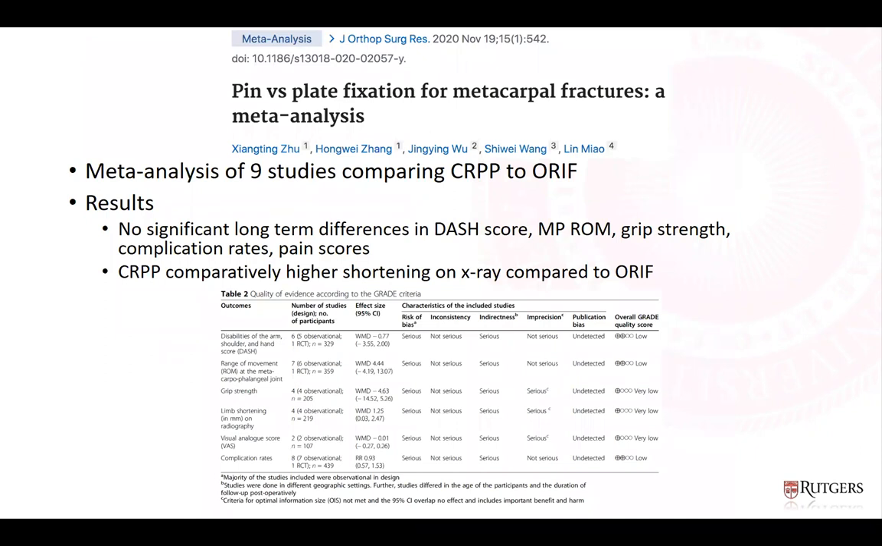This is a meta-analysis done recently, highlighting the difficulty of drawing conclusions from studies comparing the different fixation types for metacarpal fractures. There are many papers comparing one or two techniques, but unfortunately, many of them are somewhat low quality, which makes it difficult to draw conclusions. In this meta-analysis, nine studies compared CRPP to ORIF, and the results showed no real significant difference in long-term DASH score, MP range of motion, grip strength, complication rates, or pain scores. CRPP had comparatively higher shortening on X-ray compared to ORIF in this study.